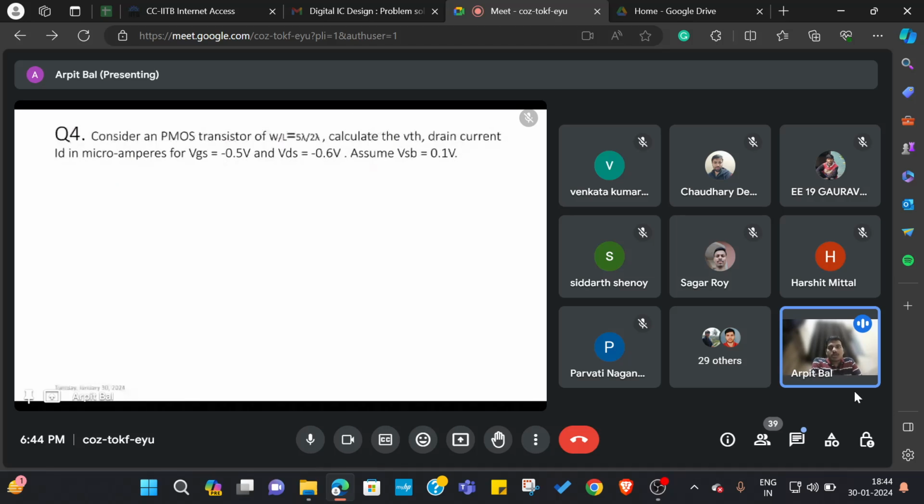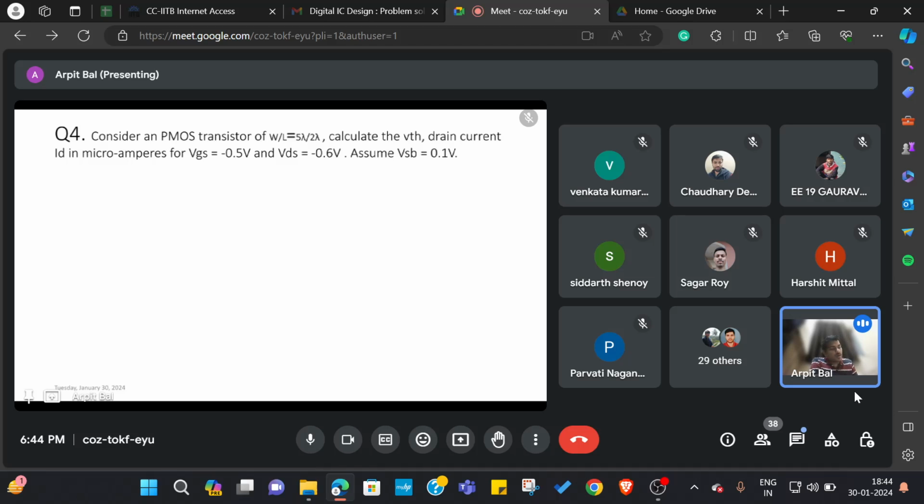Okay, so after 3 questions in NMOS, let's try out 1 question in PMOS. We are given a PMOS transistor with W by L equal to 5 lambda by 2 lambda. We need to calculate the VTH and the drain current ID, for given VGS equal to minus 0.5 and VDS equal to minus 0.6, with the assumption that VSB is equal to 0.1. I'll show one thing.